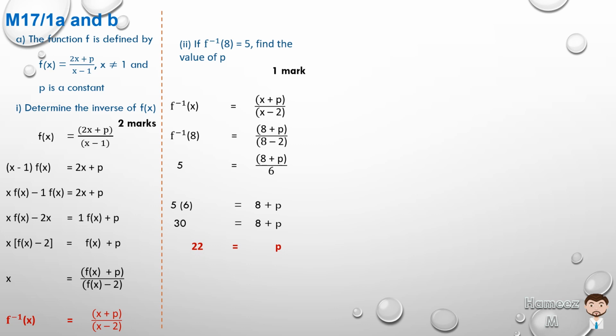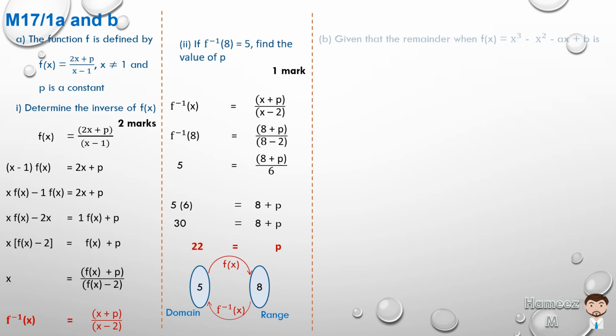And we can check that if we consider that p is 22 and we put it into the original equation f of x, it will give us (2x plus 22) over (x minus 1). And if we substitute x as being 5, we're going to get 2 5s are 10 plus 22 is 32 over 5 minus 1, which is 4. 4 into 32 is 8. f of 5 is equal to 8, or f inverse 8 is equal to 5. So it checks out.